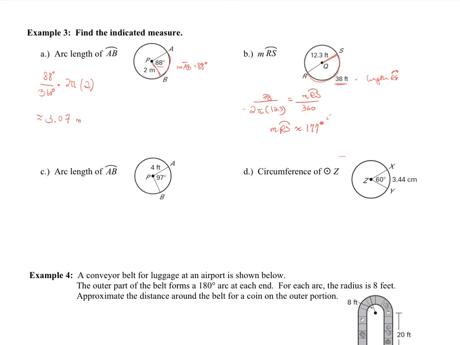And part C, let's practice calculating the arc length again. So we're given the central angle of 97 degrees. So we can put 97 over 360 times 2 pi r. And that's about 6.77 feet.